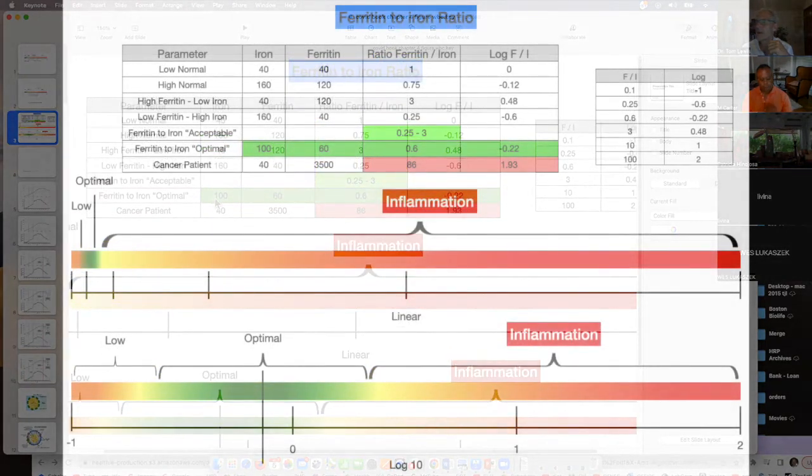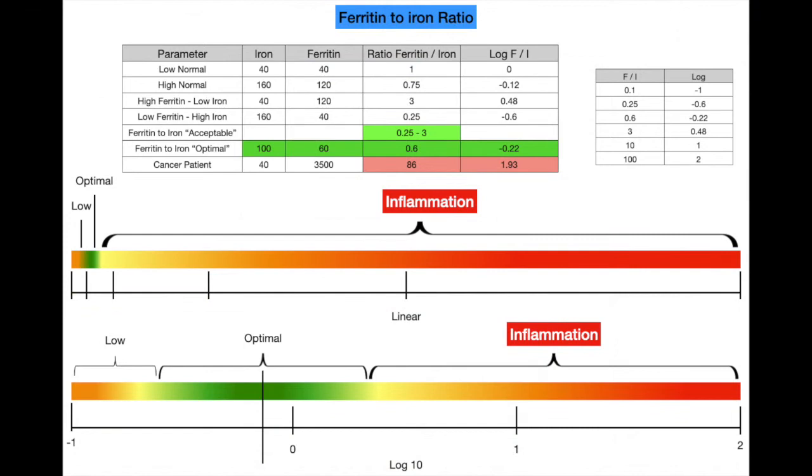I just looked at different ranges of normal for iron and ferritin. A low on iron is around 40, a low on ferritin is around 40. You can be lower and not be anemic, but that's sort of an upper end of a lower range where you don't want to be too low. That gives you a ratio of 1. Then you can have an iron of 160 and kind of the high on ferritin. McCullough says 100, I say 120 based on my research. So that gives you a ratio of about 0.75.